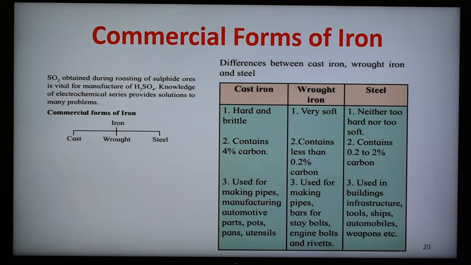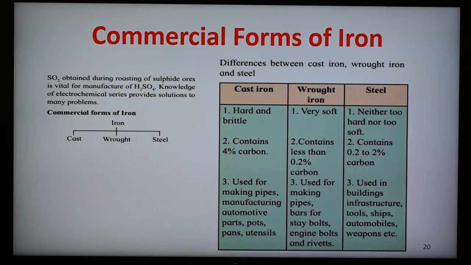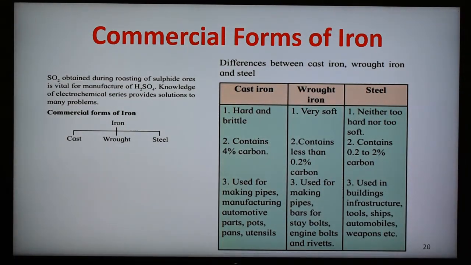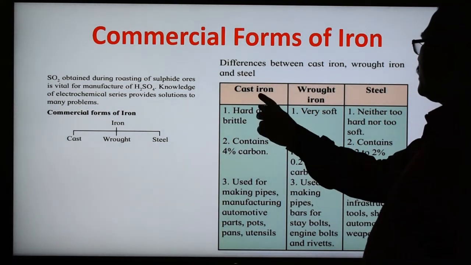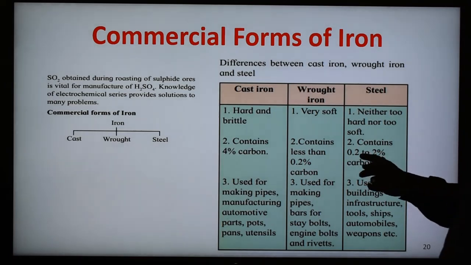And as we know, there are commercial forms of iron, and three different types of iron: cast iron, wrought iron and steel. Here is also the differentiation between the three types of iron. Cast iron is hard and brittle, wrought iron is very soft, and steel is neither too hard nor too soft. The second point of difference is that cast iron contains 4% carbon, wrought iron contains less than 0.2% carbon, and steel contains 0.2 to 2% carbon.